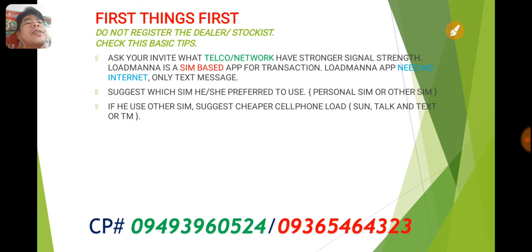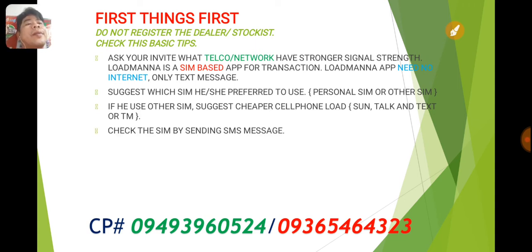If you use another SIM, suggest a cheaper cell phone load. If you know the stronger network in that area or location, for example Globe, suggest TM. Why? Because of cheaper load. If the stronger signal is Smart, suggest Talk 'N Text and Sun because they have cheaper promo load or cheaper maintenance for his load.